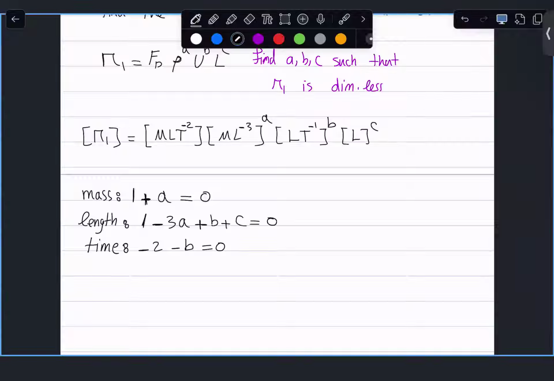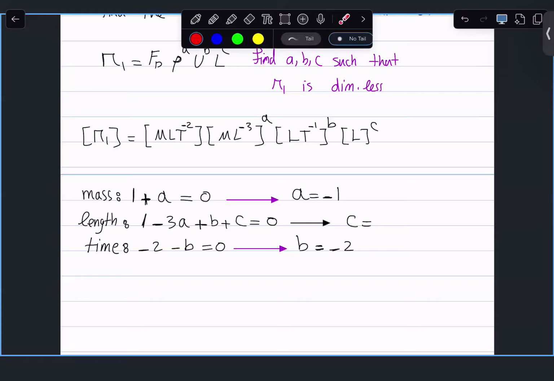How many unknowns do we have? 3. How many equations? 3, so you can easily solve this. From the top and bottom equations, we can just directly get A. A is -1, B is -2, and you plug it in here, what do you get? We have 1 plus 3, 4 minus 2, 2, so C is -2.